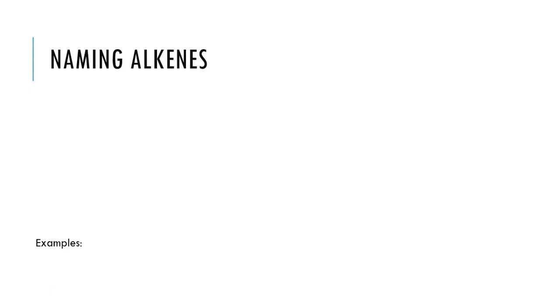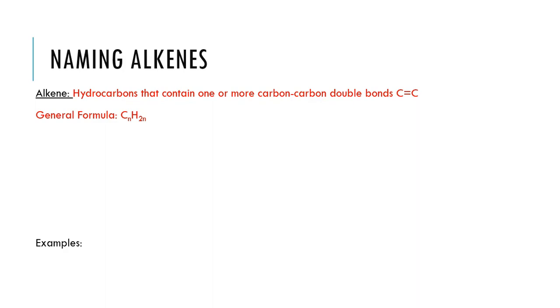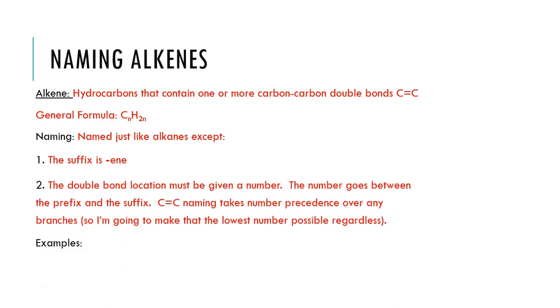Okay, when we name alkenes, because we've talked about alkanes, alkenes are hydrocarbons that contain 1 or more carbon-carbon double bonds. So the general formula for an alkene is if I have N carbons, I have 2N hydrogens. That's if there's only 1 double bond. We name these just like alkanes, except the suffix is -ene, which makes sense, they're alkenes, so we end it in -ene. And the double bond location has to be given a number.